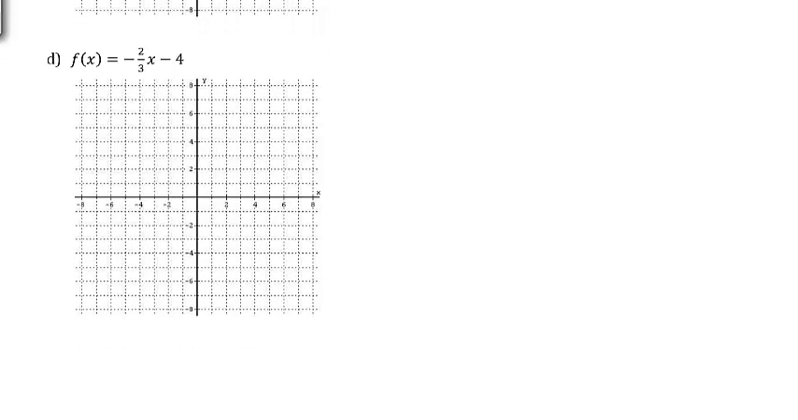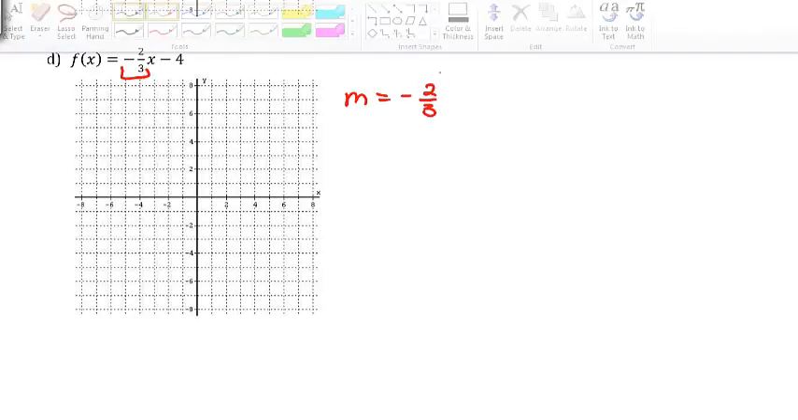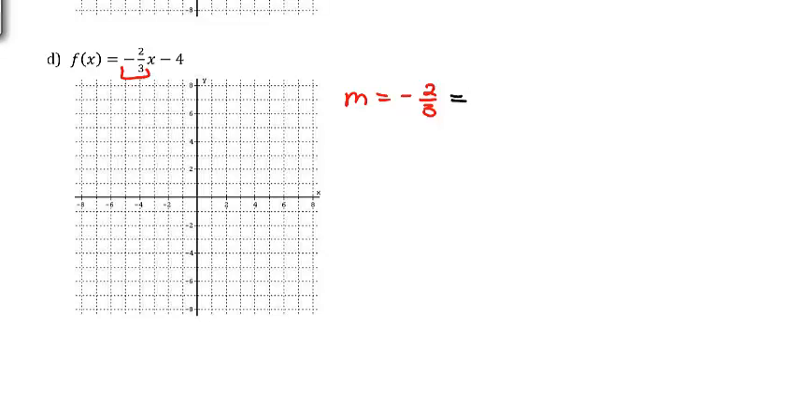And we have one more. F of x equals negative 2/3 x minus 4. So the slope for this one is always the number in front of x, so m is negative 2/3. And again, we're going to think of this slope in two different ways.